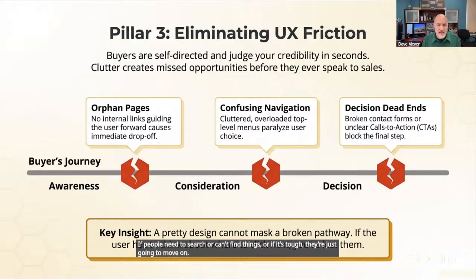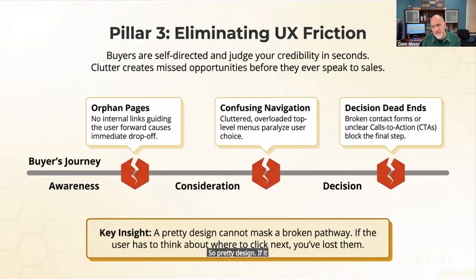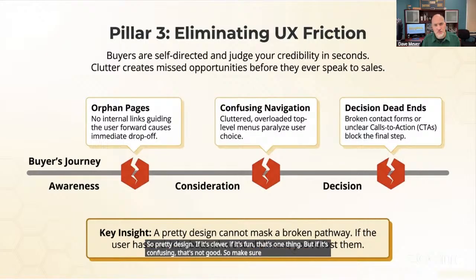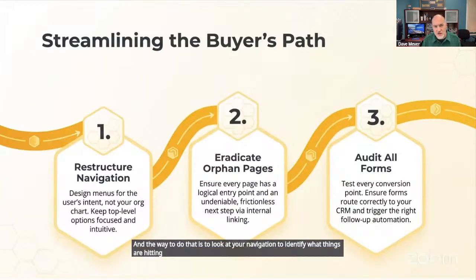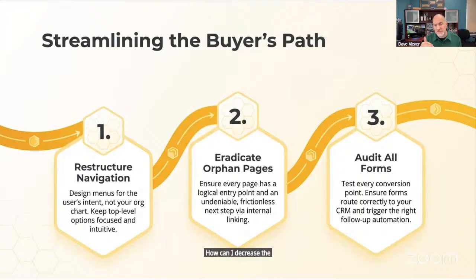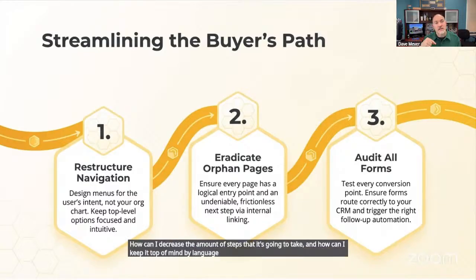So pretty design, if it's clever, if it's fun, that's one thing. But if it's confusing, that's not good. So make sure that you're streamlining your buyer's path. The way to do that is to look at your navigation, to identify what things are hitting, what things aren't making sense, and look for that top level. If I am your key audience and I need you right now, how can I decrease the amount of steps it's going to take? And how can I keep it top of mind by speaking in their language?